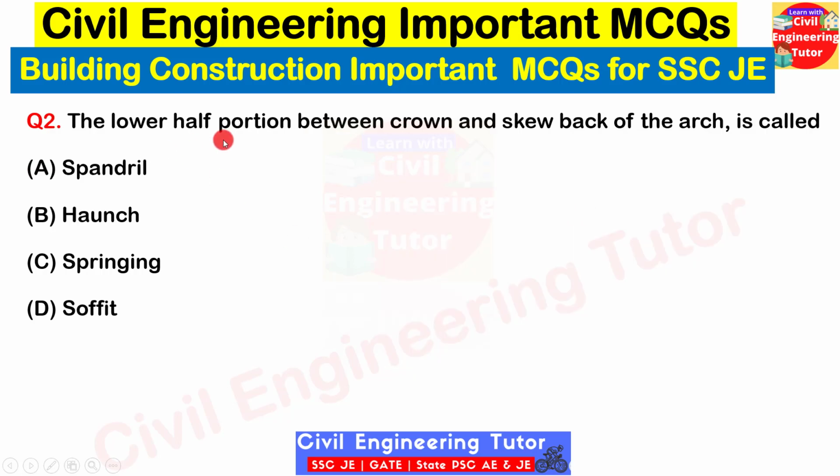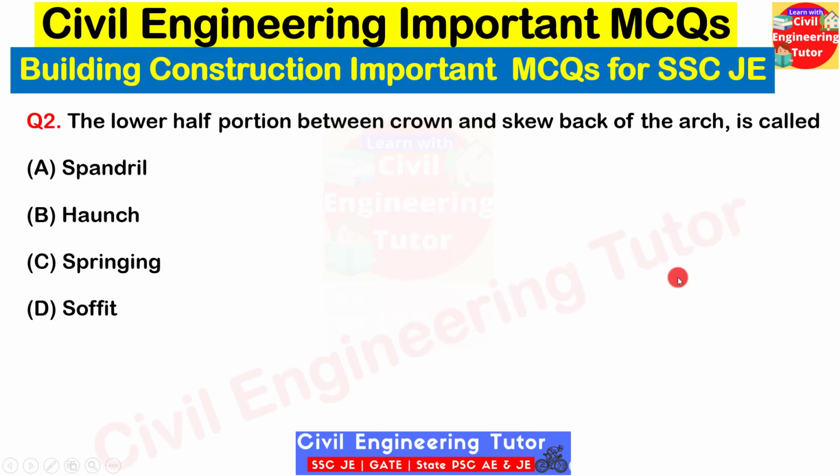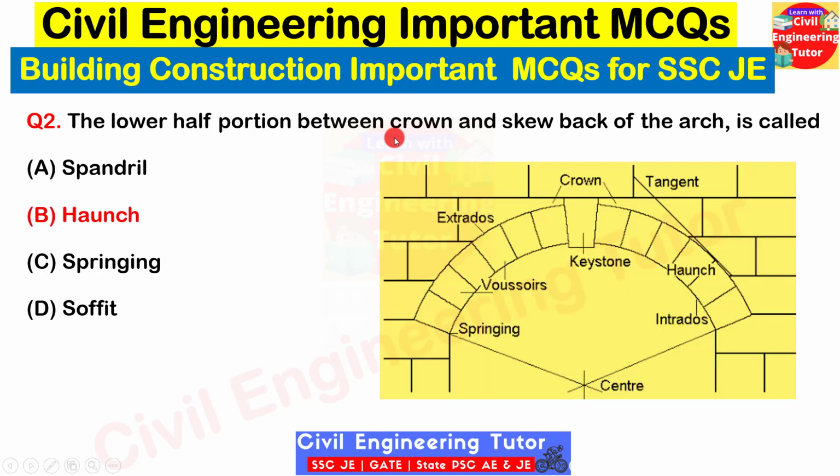Next question. The lower half portion between crown and skew back of the arch is called. So this is also from arch: spandrel, haunch, springing and soffit. So in the previous diagram, we have already seen the different parts of an arch. And here you can see that this topmost part is known as crown and the skew back is generally placed at this lower section. Okay, so the section in between crown and skew back is known as haunch. So the correct answer will be haunch here. Okay, now what is intrados and extrados? So intrados is the inner part of an arch and extrados is the outer part of the arch.